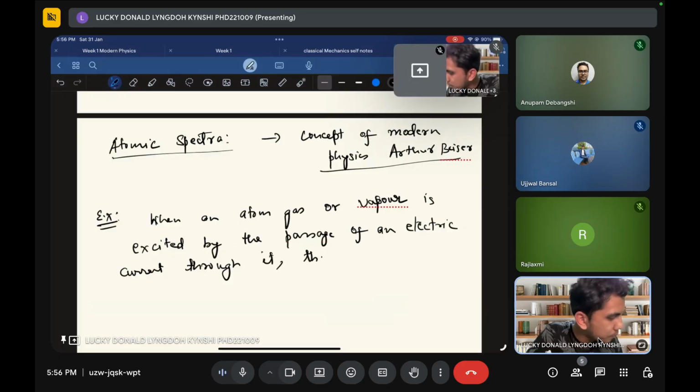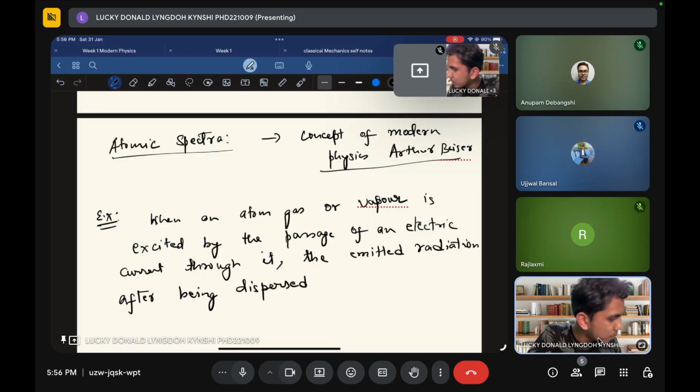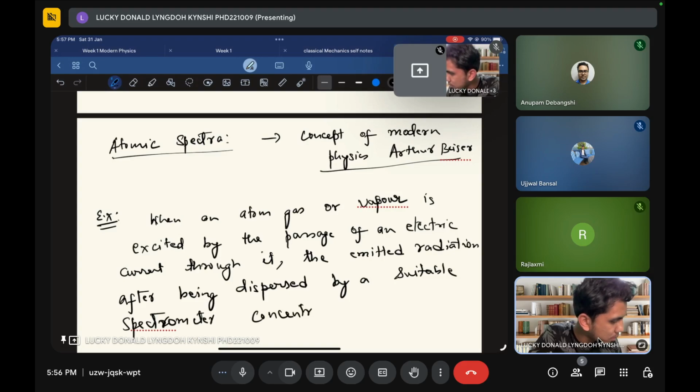The emitted radiation, after being dispersed by a suitable spectrometer, is concentrated at a number of discrete wavelengths.